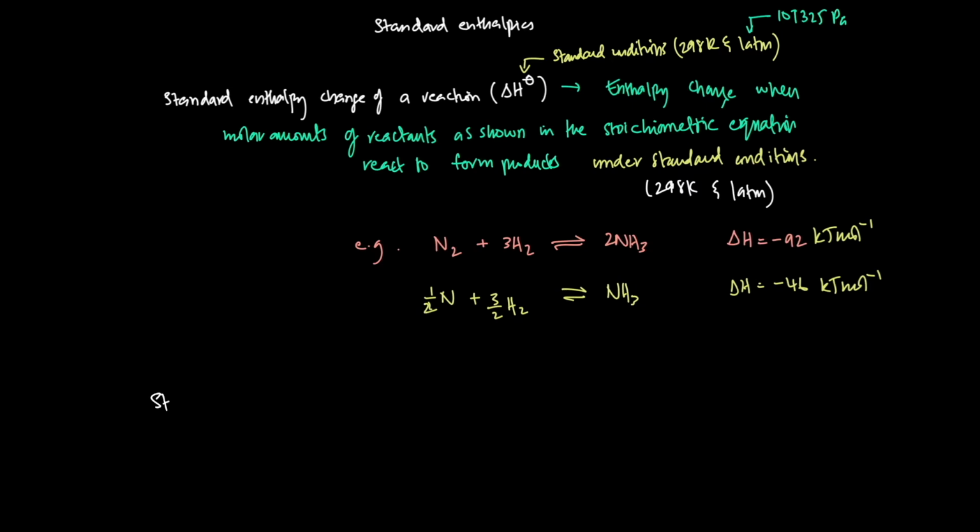So now we have the standard enthalpy change of formation. The symbol that we use for this is delta H theta, because it's standard conditions, and for formation it's the symbol F. Now, what is the standard enthalpy change of formation?